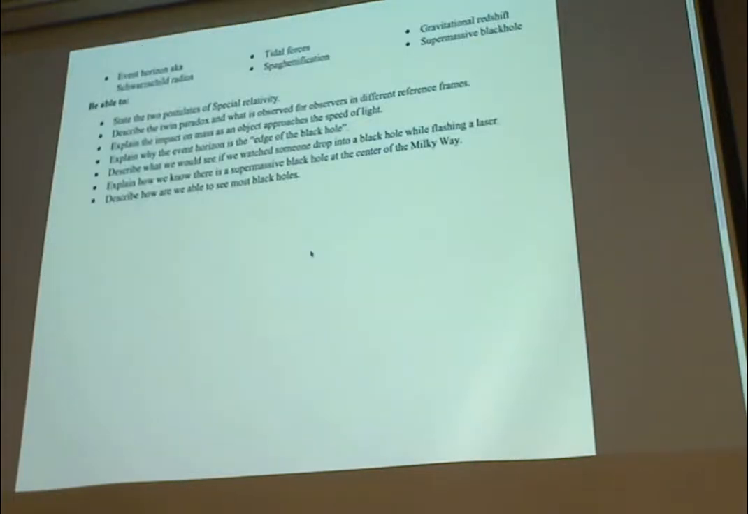Okay, so let's see. State the two postulates of special relativity. What are they? Physics is the same for all observers, and the speed of light is a constant. Describe the twin paradox. So what's the twin paradox? Actually, I didn't tell you the paradox part, did I? I got to tell you the paradox.